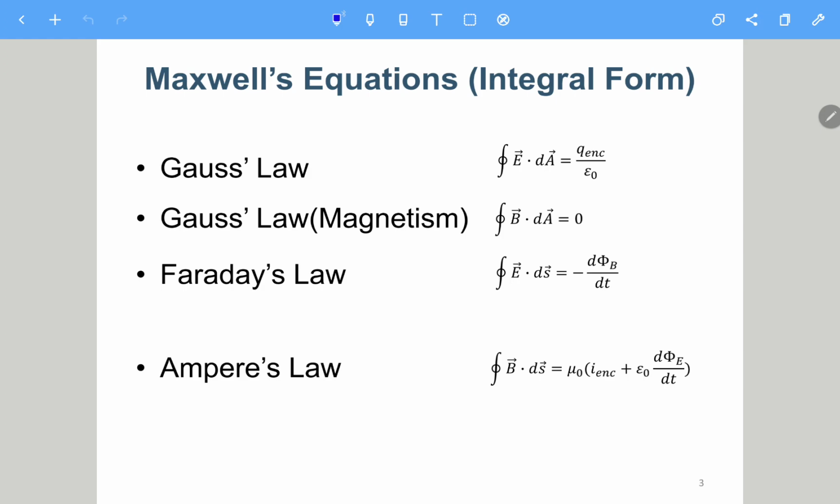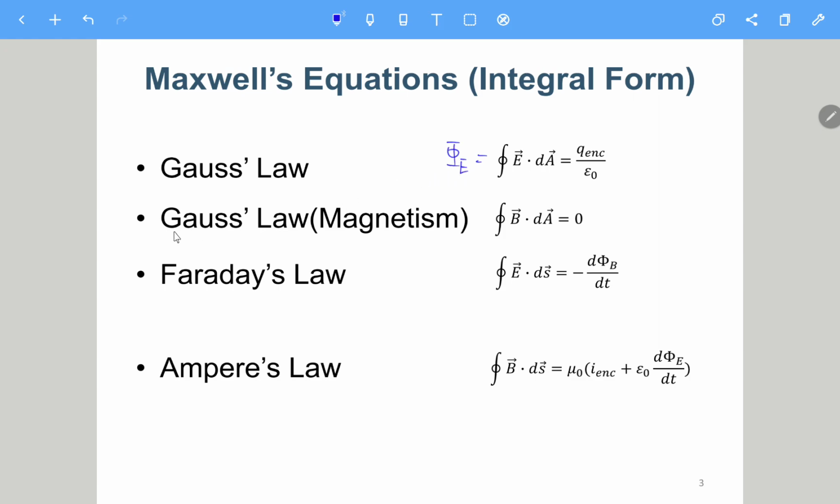So first, this is the integral form of the Maxwell equations. As you have learned in chapter 23, we have Gauss's law for electricity. We only move the epsilon naught to the right side. So on the right side, we have Q enclosed over epsilon naught. On the left side is the electric flux, which you can call phi E.